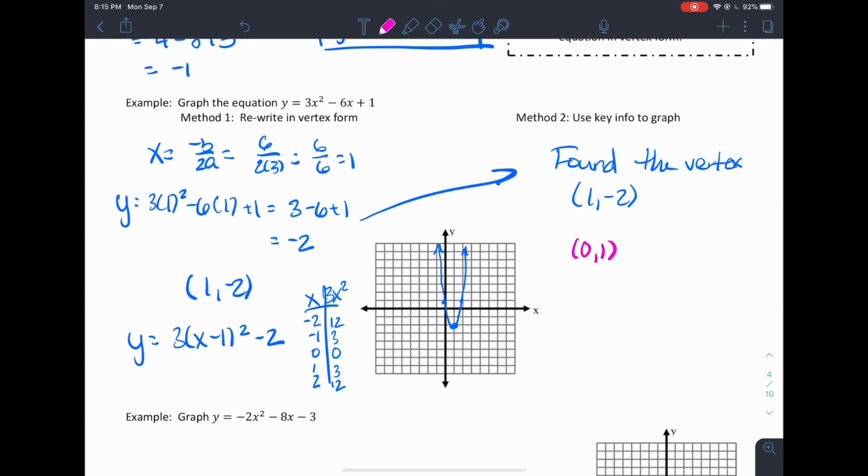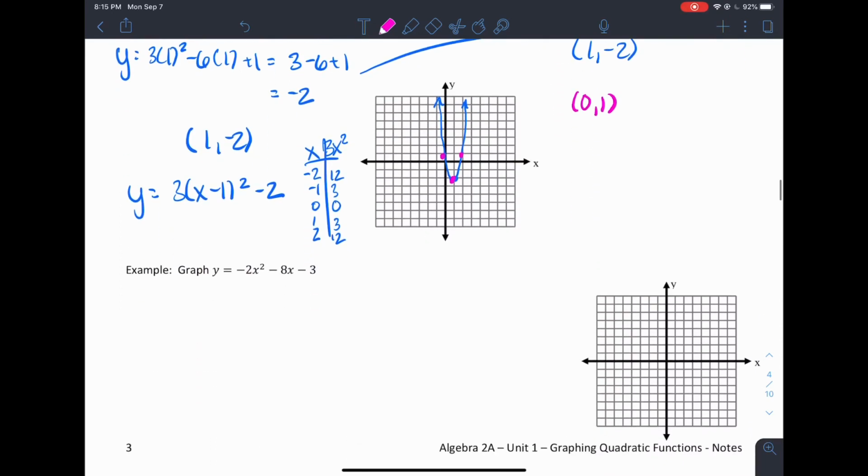My y-intercept would be (0, 1). So I found my vertex, I found my y-intercept, and using the symmetry of a parabola, I could have gotten this point too. I would know that the point reflected would also be a point. And there you go. I want you to try this last one. All right, so try it out, tell me how it goes, and we'll pick right up there in class. Thanks, guys.